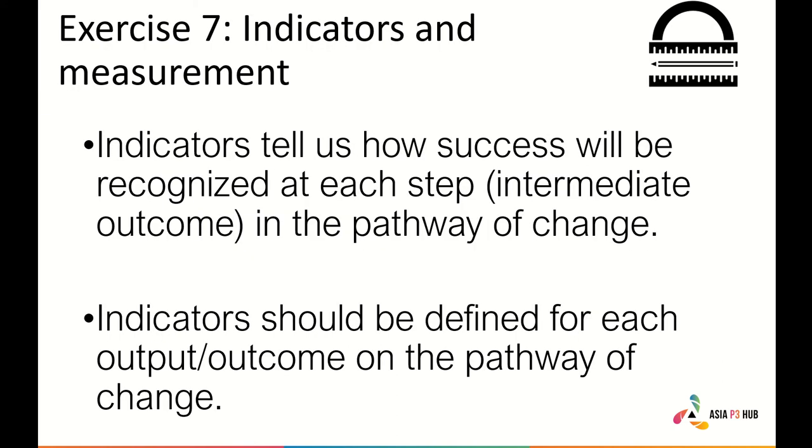Exercise number 7, indicators and measurement. This exercise is to identify indicators and means of measuring your achievements. You've set all of these activities, outputs and outcomes, but then you've got to set some realistic targets to achieve. And then you have to know how you're going to be successful.